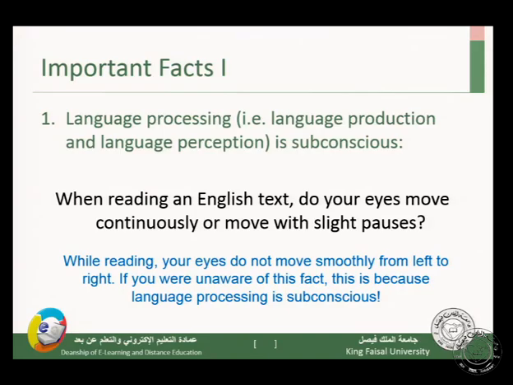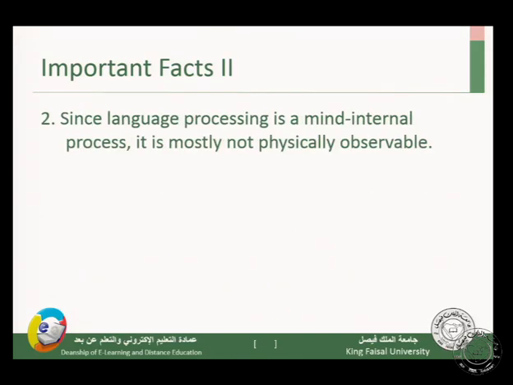Okay, now let's move to the second fact we have. Since language processing is inside the mind, it is mostly not physically observable. Since speaking, writing, listening, and reading are processes which are done inside the mind, it is mostly not physically observable. What do we mean by this?